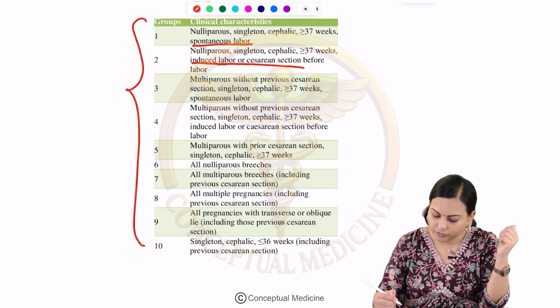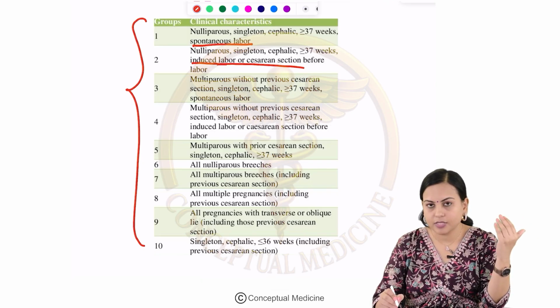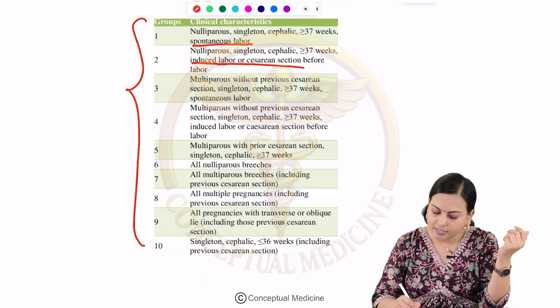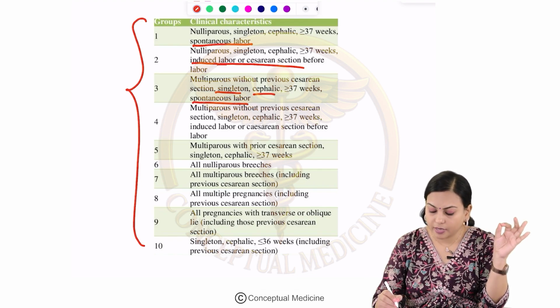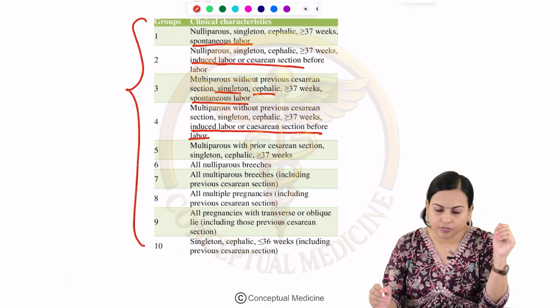The third, fourth and fifth groups are multiparous women with the same criteria. Group 3 is a multiparous woman without previous Cesarean section, that means she had a normal delivery in the prior delivery. She has a singleton pregnancy with cephalic presentation at or more than 37 weeks, in spontaneous labor. The fourth group is multiparous women without a prior Cesarean section, but here they will have induced labor or Cesarean section before the labor itself.